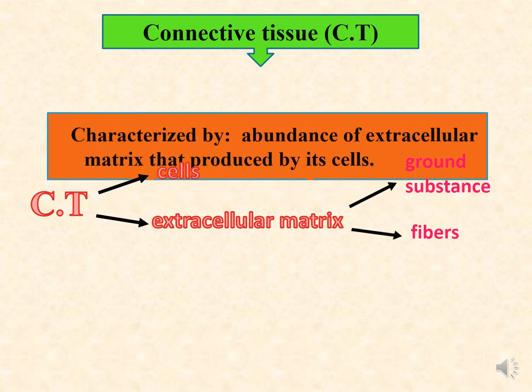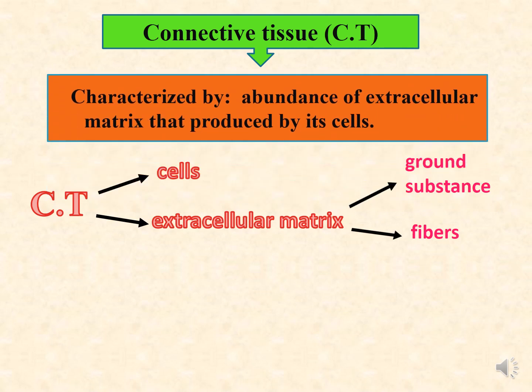Connective tissue is characterized by the abundance of extracellular matrix that is produced by its cells. Connective tissue differs from the epithelium by the presence of a large amount of extracellular matrix. The connective tissue is composed of cells and extracellular matrix. The extracellular matrix is composed of ground substance and fibers.